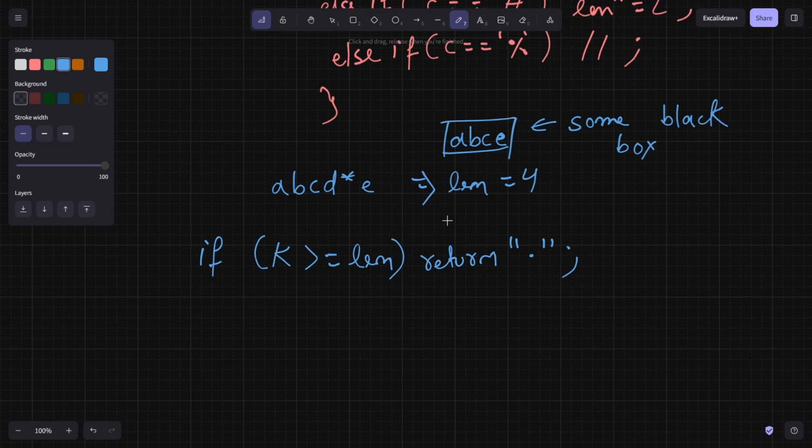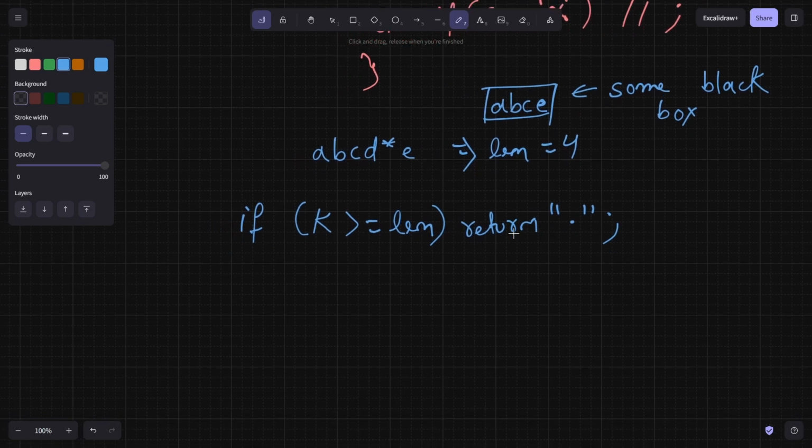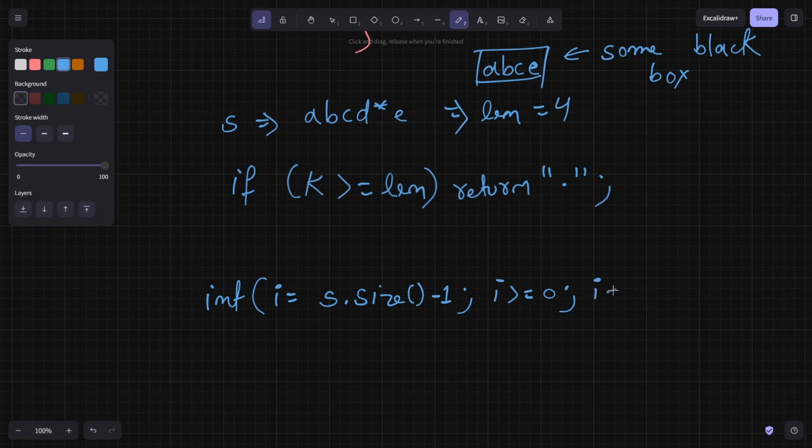Okay, and if k equal to 4, so the fourth index also doesn't exist, so we are going to return the dot only. Okay, and after that what we are going to do is we have to iterate here from back. So int i equal to s.size() - 1, i greater than or equal to 0, and i plus plus.